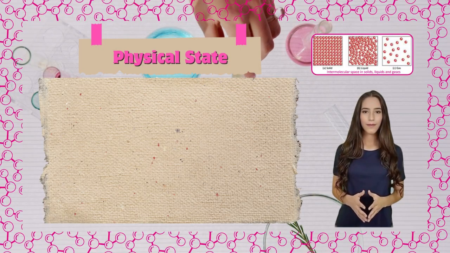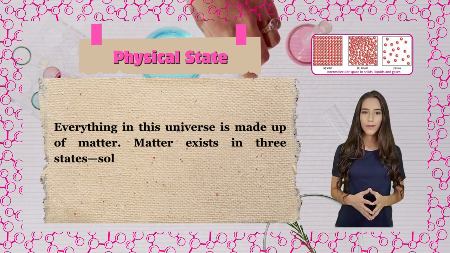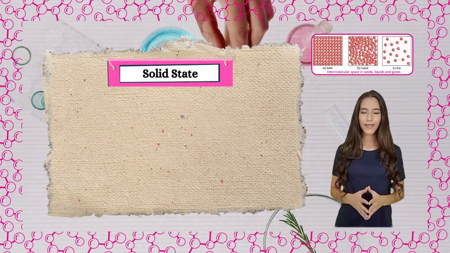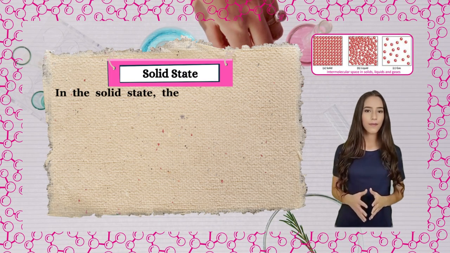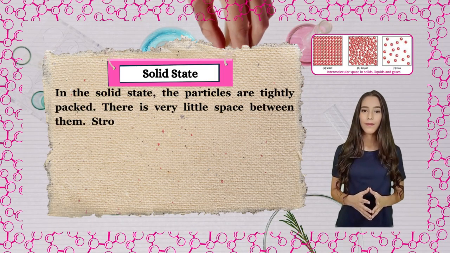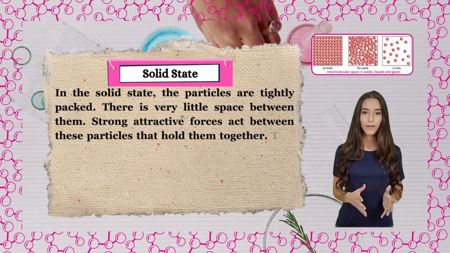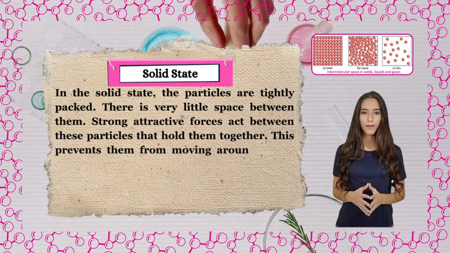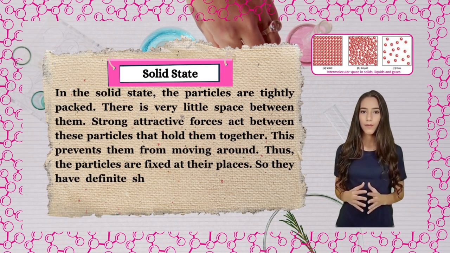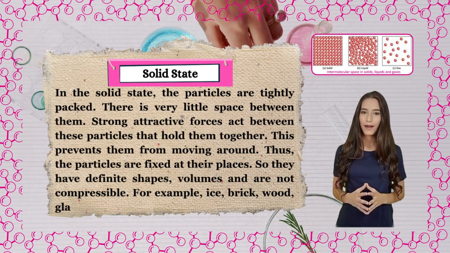Physical state. Everything in this universe is made up of matter. Matter exists in three states: solid state, liquid state, and gaseous state. Solid state. In the solid state, the particles are tightly packed. There is very little space between them. Strong attractive forces act between these particles that hold them together. This prevents them from moving around. Thus, the particles are fixed at their places. So they have definite shapes, volumes, and are not compressible. For example, ice, brick, wood, glass, etc.